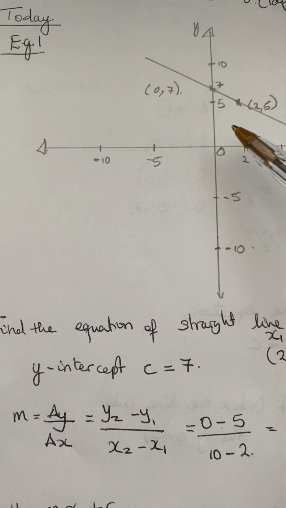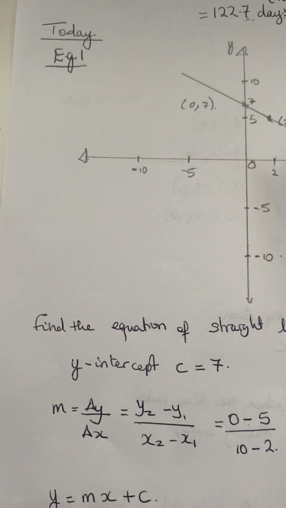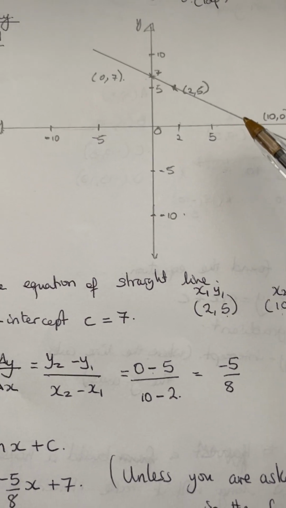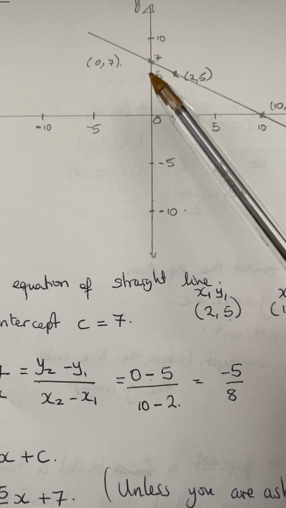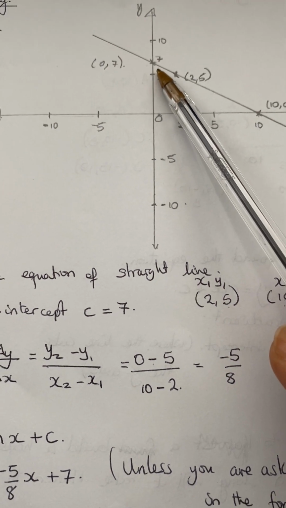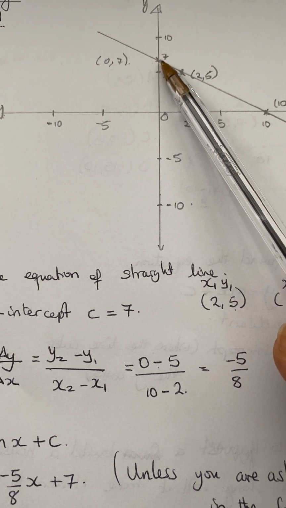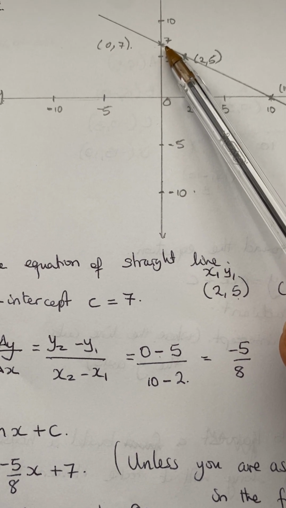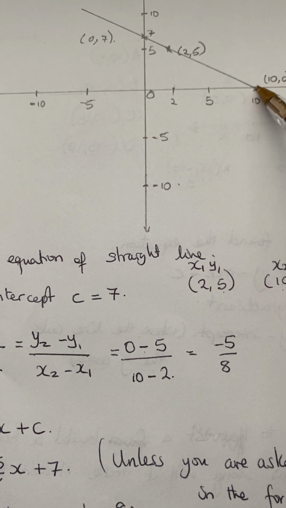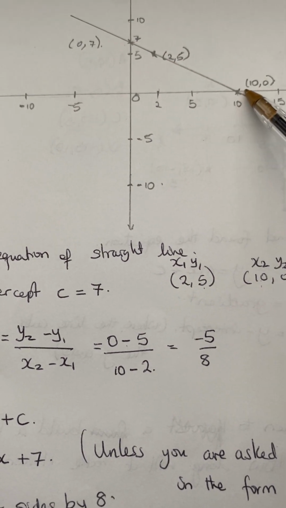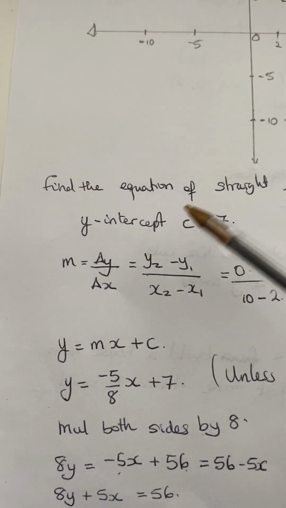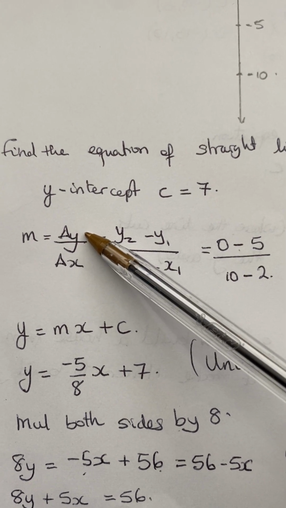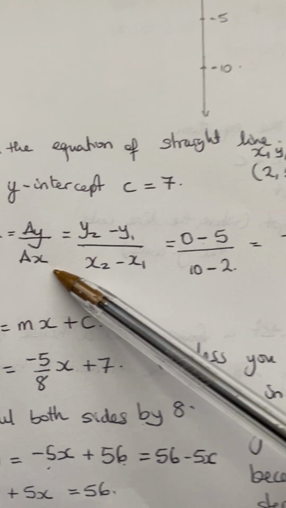Now, today, find the equation of the straight line. So here we have the y-intercept as 7. So this point is (0, 7). So straight away our c is 7. Now we have 2 points, (2, 5) and (10, 0). So we know our y-intercept. Our gradient will be the change in y divided by the change in x.